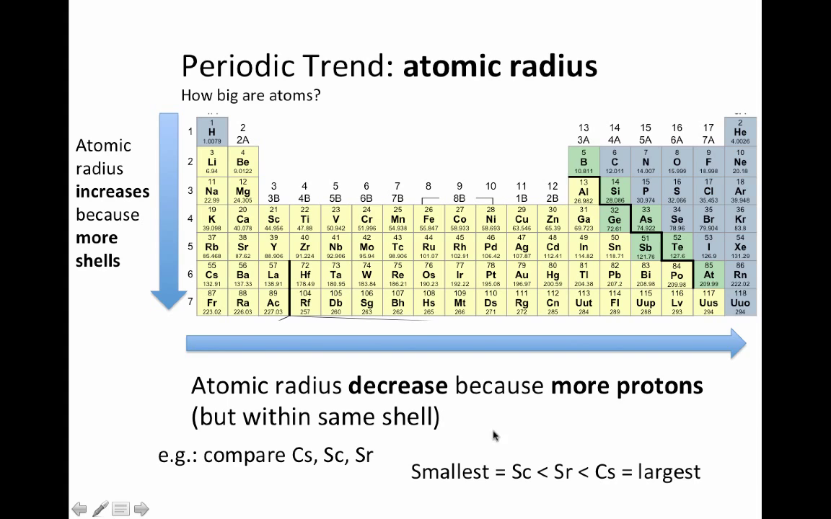Overall for this trend, smallest atom of all is going to be helium because it's up and to the right. The largest atom of all is going to be francium because it has many shells and it's to the left.